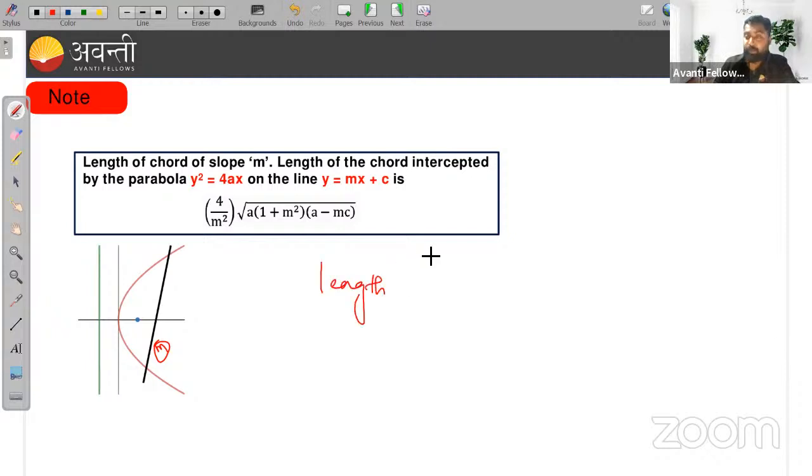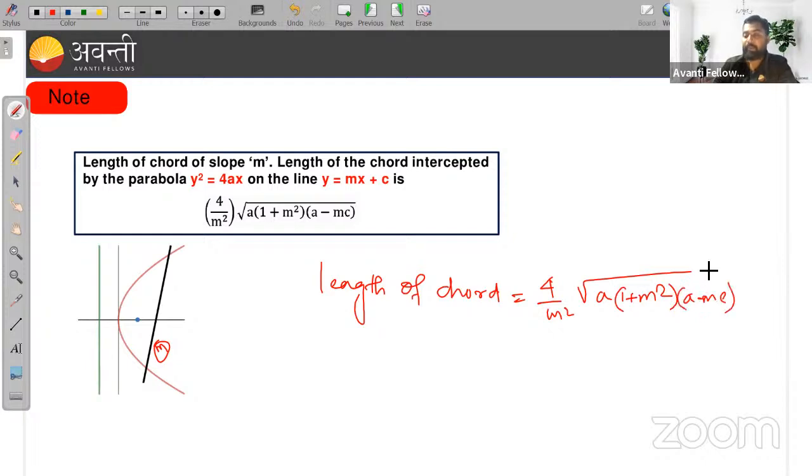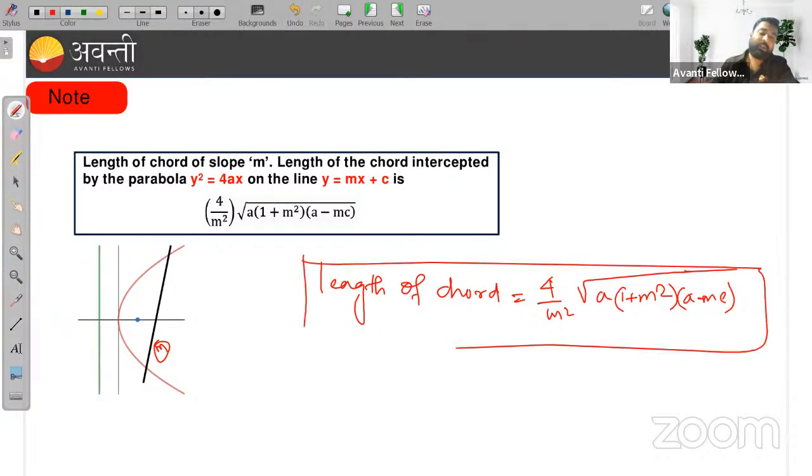If you can remember it, it will be easier. The length of the chord will be 4 by m square into root of a into 1 plus m square into a minus mc. I hope you will try to remember this one. If you have a line y is equal to mx plus c, which is also a chord to the parabola, and you are asked to find the length of that chord, then you can easily find it: 4 upon m square into root of a into 1 plus m square into a minus mc. Clear? Sure.